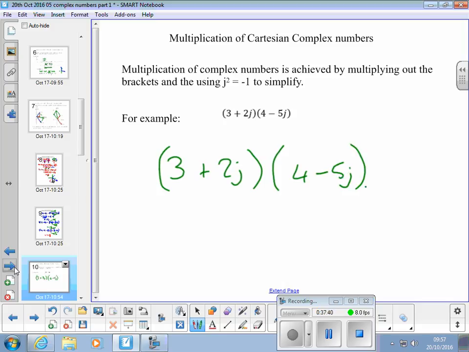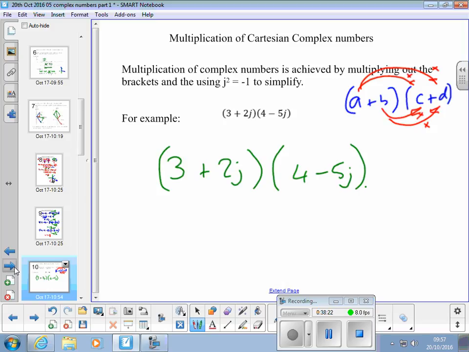What do we do when we multiply out brackets in normal algebraic terms? What's the process to multiply out two brackets? If that was a plus b times c plus d, what do we do? A times c, we do a cross multiply, don't we? A times c, a times d, b times c, and b times d. All multiplies.